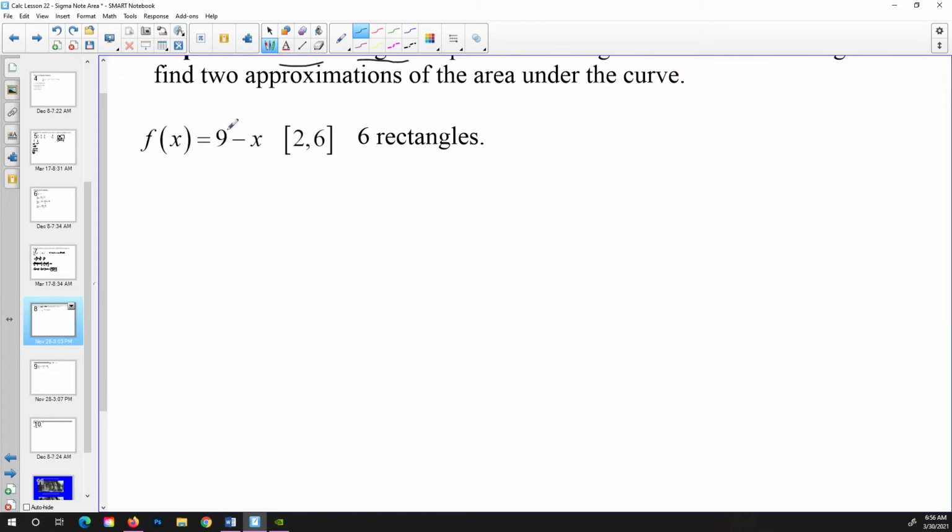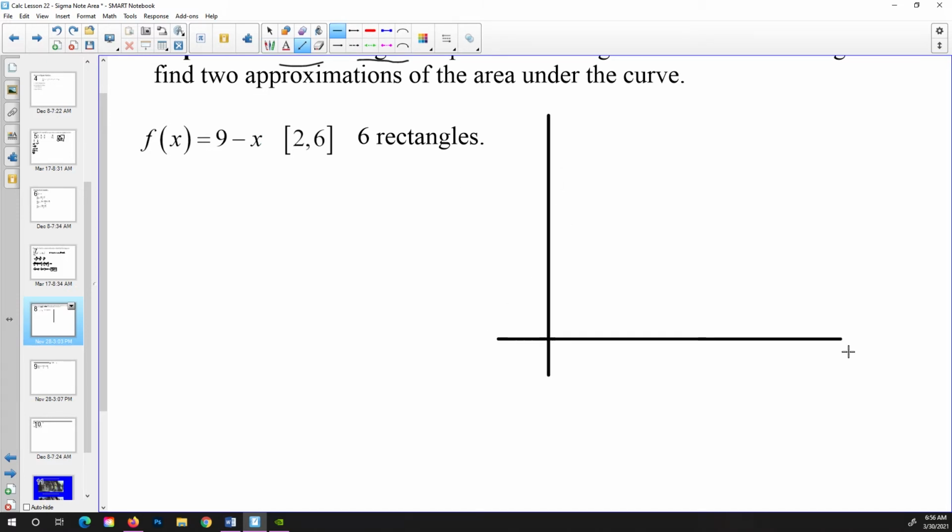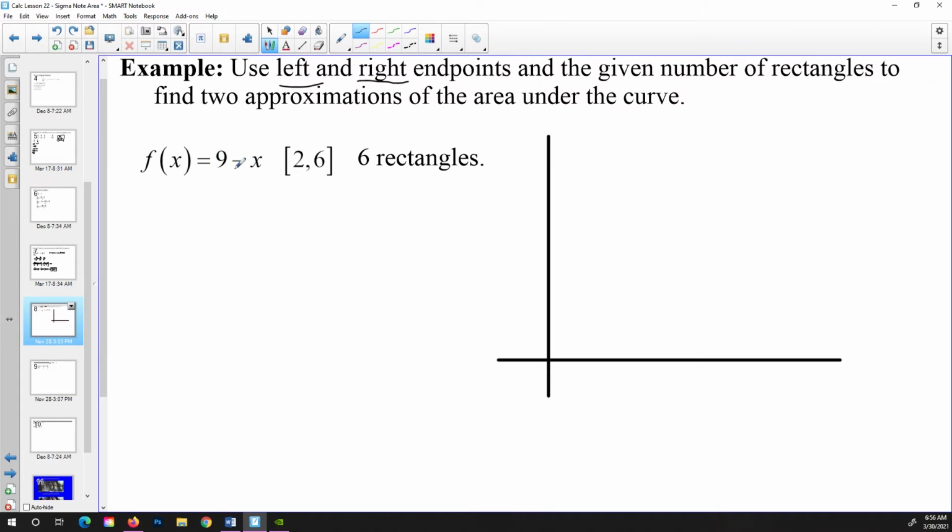So first, f of x equals 9 minus x. Well, let's draw that real quick. This is a linear equation that has a slope of -1 and a y-intercept at 9. So this is my y-axis, this is my x-axis, I put a 9 here. There is my linear equation, but they only want us to go from 2 to, let's say, 6.